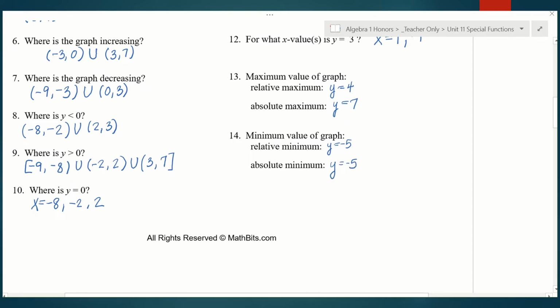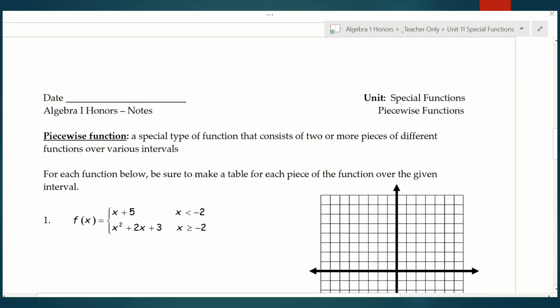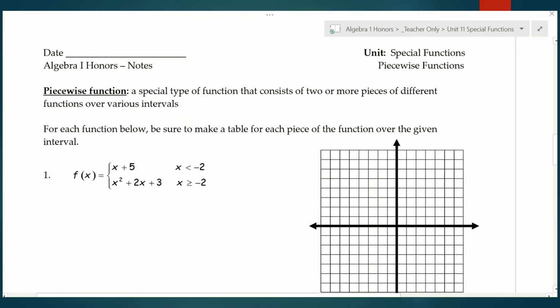Okay. All right, so those were all the key features of piecewise functions. So now what we're going to do is go through and practice graphing these, and we'll answer some questions afterwards. Okay. So if you look, it says a piecewise function is a special type of function that consists of 2 or more pieces of different functions over various intervals. For each function below, be sure to make a table for each piece of the function over the given interval.